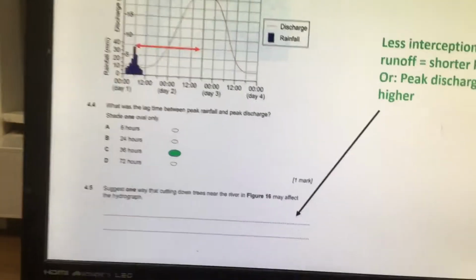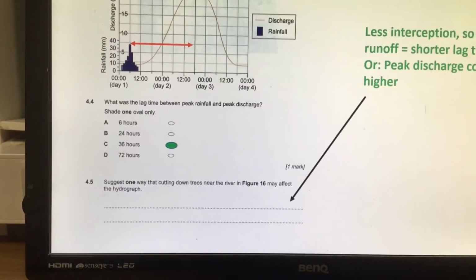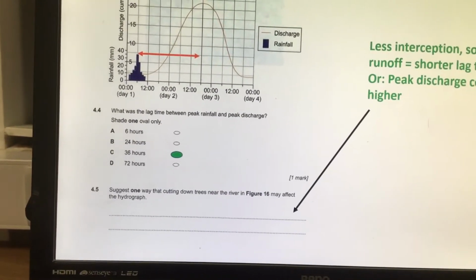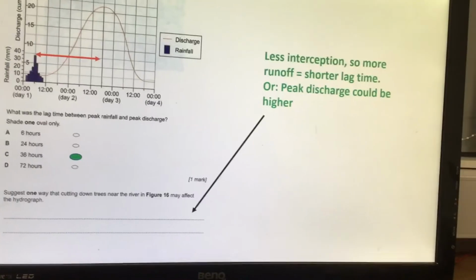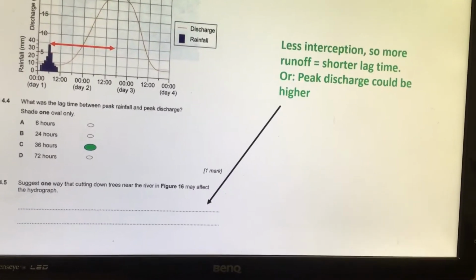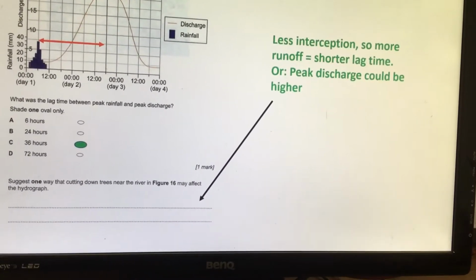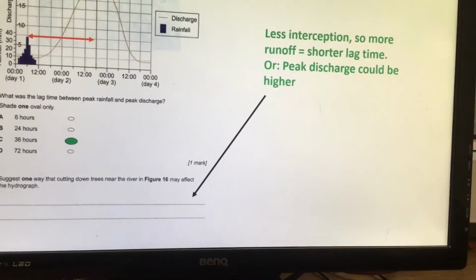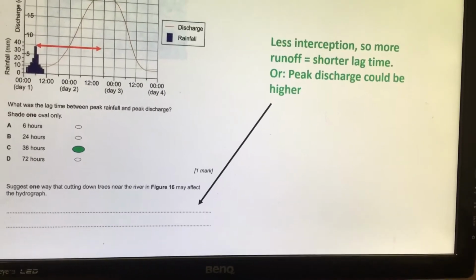so that's your answer. And 4.4 says, suggest one way that cutting down trees near the river in figure 16 may affect the hydrograph. Now, as I've put here, if you cut down the trees, there'll be less interception, so less rainfall will be caught by the trees as it falls. So therefore there'll be more water running along the surface, which will get to the river quicker.